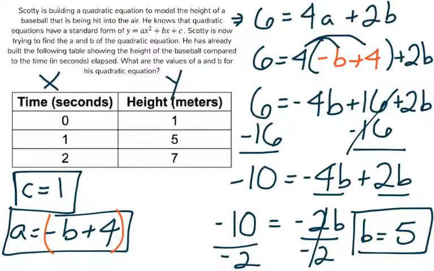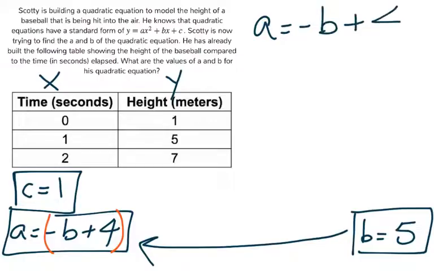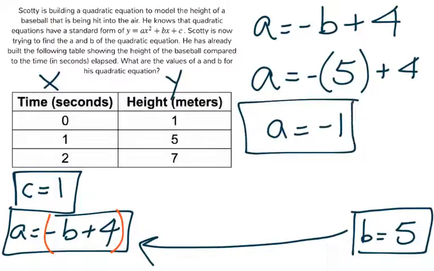Okay, so I have my b. I still need to find a. Luckily, that's the shortest step here. I'm going to plug this right into this equation. So a equals negative b plus 4. b is 5, so a equals negative 5 plus 4. Well, negative 5 plus 4 just gives you a equals negative 1. So my answers here are a equals negative 1, b equals positive 5.